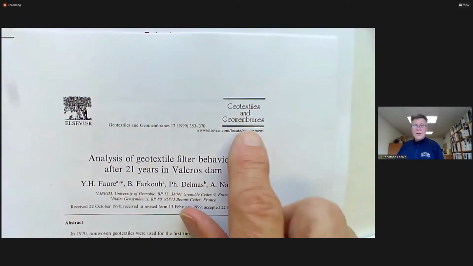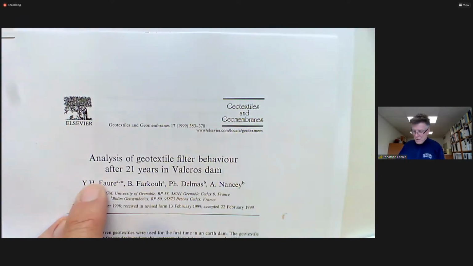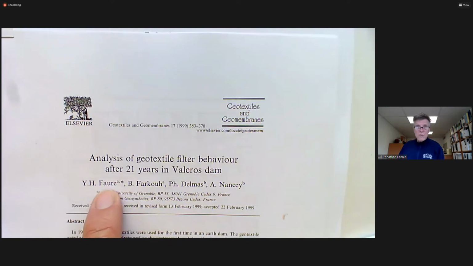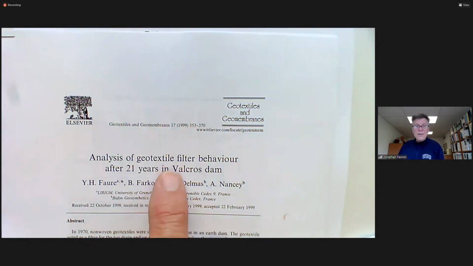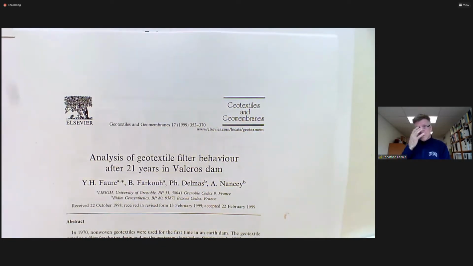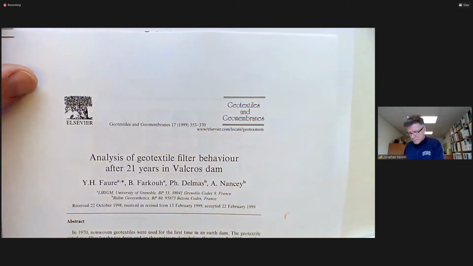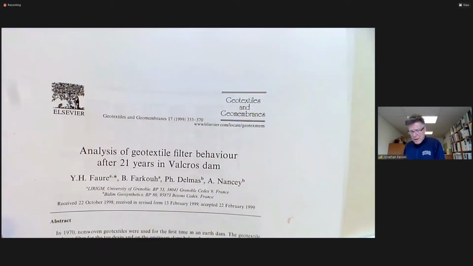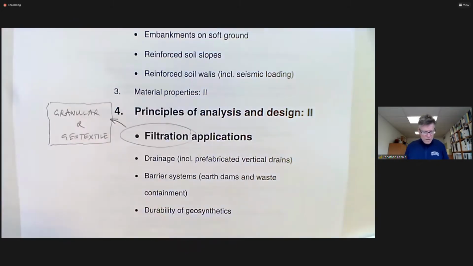and this article in Geotextiles and Geomembranes, written by Yves Foray, who was very knowledgeable, I'm sure he's retired now, on filter design, but analysis of the geotextile filter at Valcross Dam, which is in France, and after 21 years of service, materials were exhumed and looked at. So I raise those two. We'll visit them a little bit.